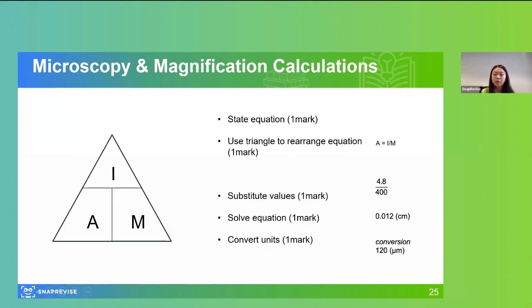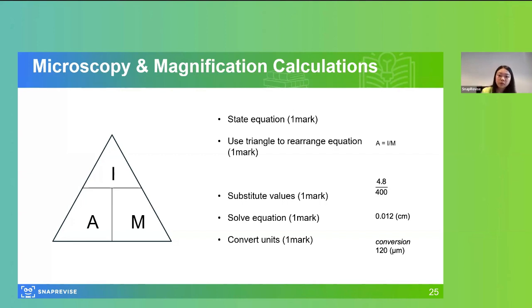When you're doing these magnification calculations, you already get a mark for just writing the equation out. So I recommend writing the equation. In this case, it's image size over actual size gives you the magnification. So I over A equals M, or however you want to memorize it. Rearranging the equation also gives you another mark. So just by doing that, you're going to get 2 marks in the question already. So don't be lazy and just put in the numbers, because sometimes they might not give you marks for that. They usually do, but it's safer to write this down.